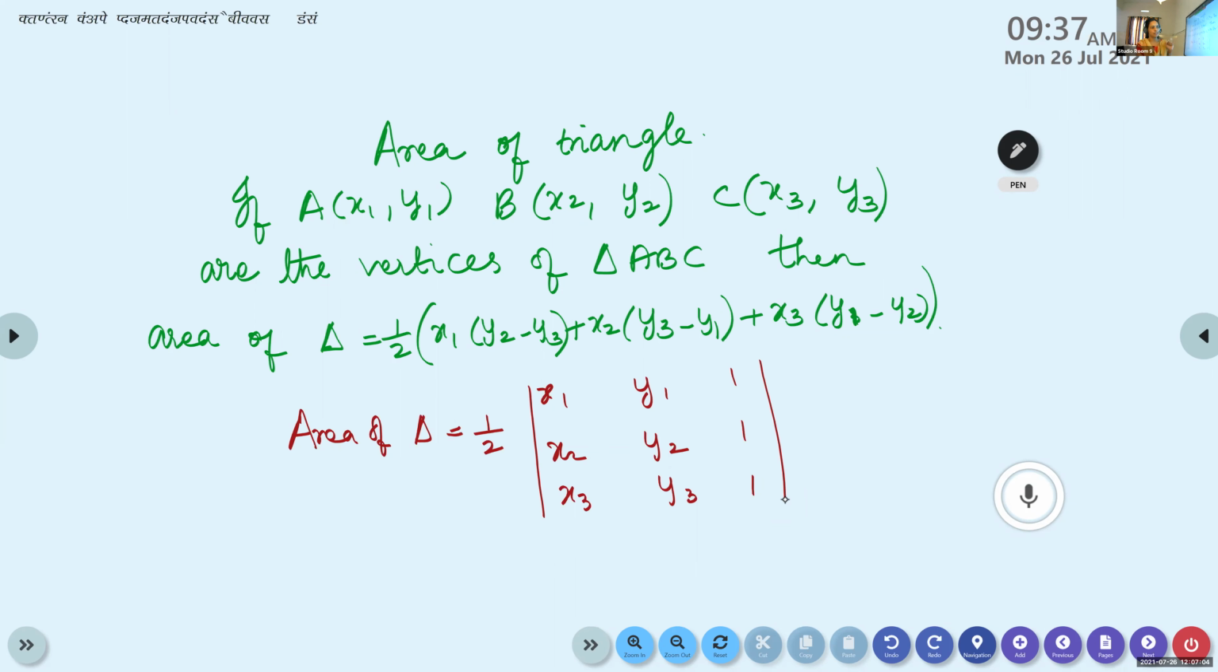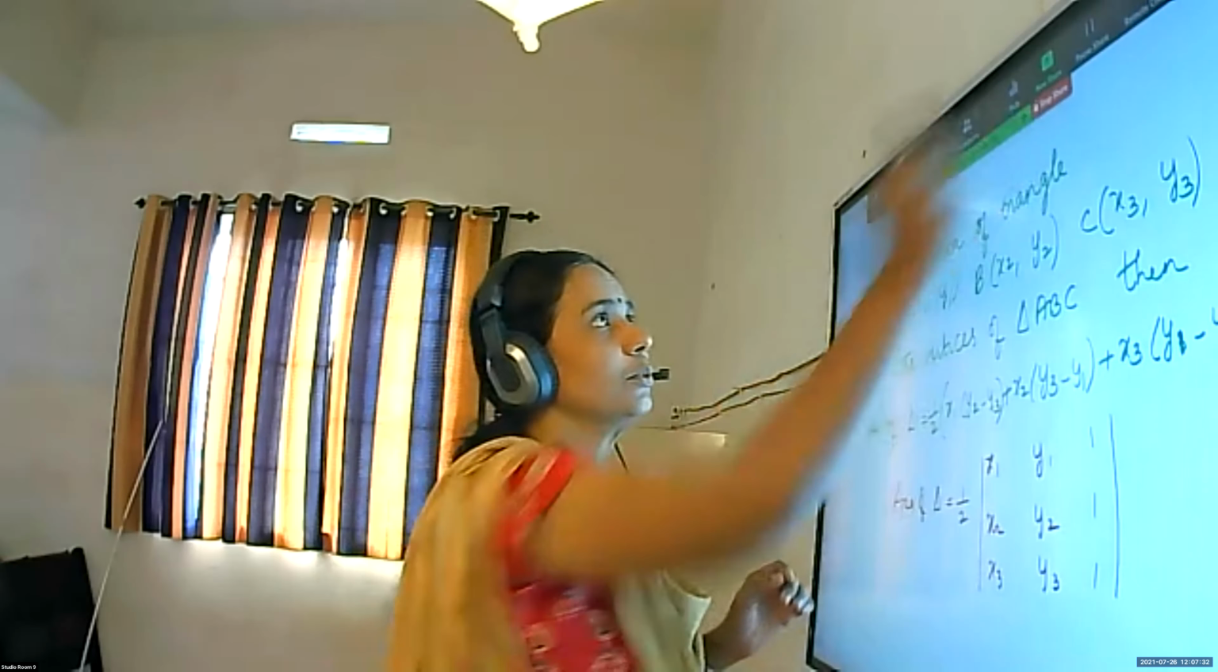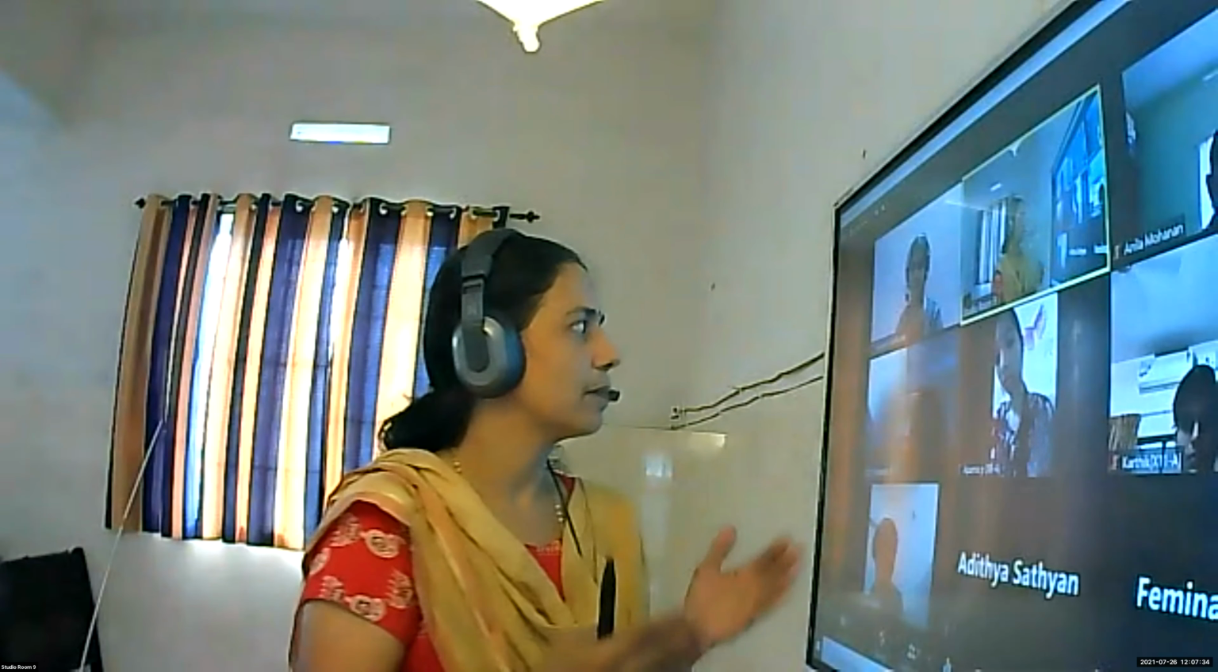Now, answer my question. What can you say about the value of the determinant? What are the different possible values you will get for a determinant? Yes, Aishwarya. It may be positive, negative, or sometimes it may be 0. Whenever we find the determinant value, it may be positive, negative, or 0.